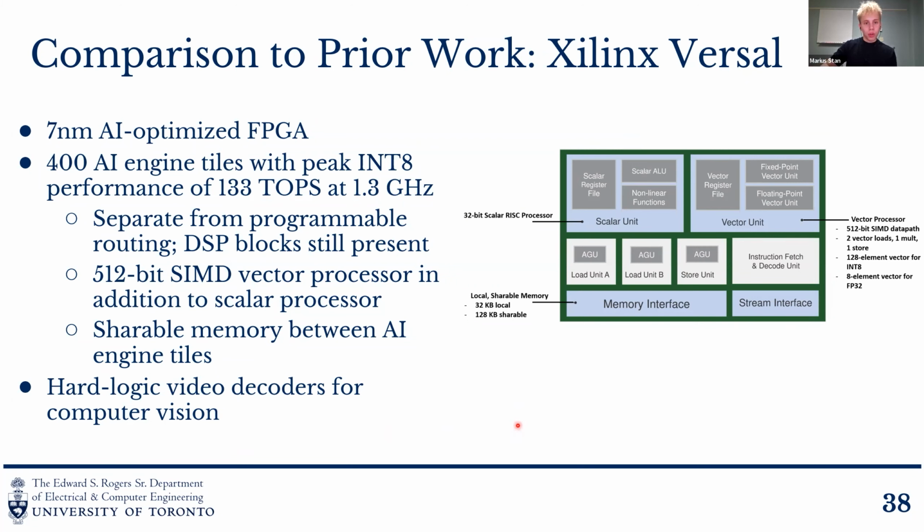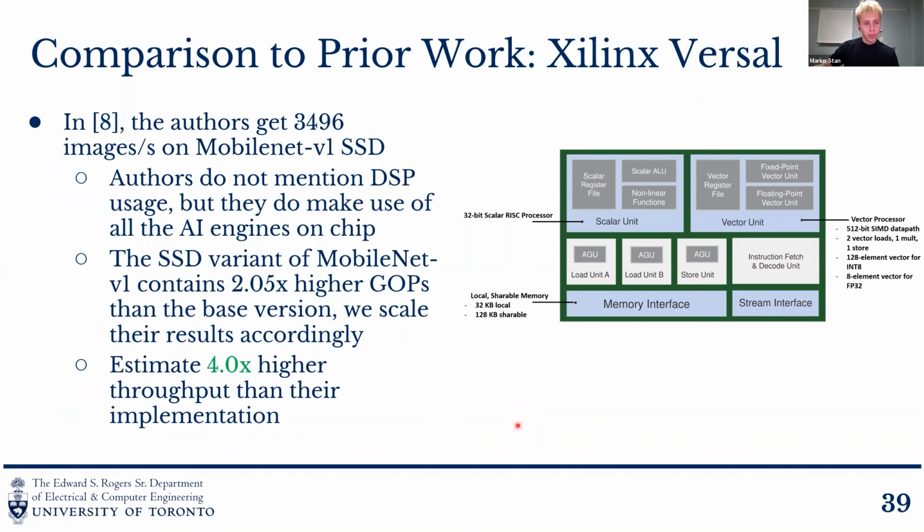We found one prior work on the Xilinx Versal, and in this work, they get close to 3,500 images per second on MobileNet V1 SSD. The authors don't mention their DSP usage, but they do say they're using all the AI engines on chip. Since the SSD variant of MobileNet V1 has about 2 times higher operations than the base version, which we use, we scale up the results linearly by 2x. Despite that, we still achieve 4.0 times higher throughput than their implementation. And we're running at a much lower frequency than these AI engines and on a larger process node as well.